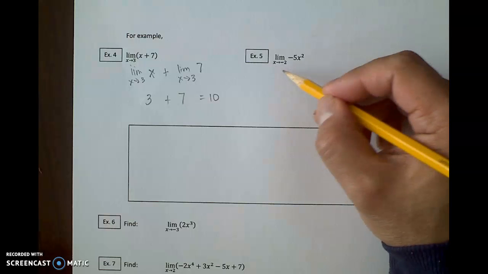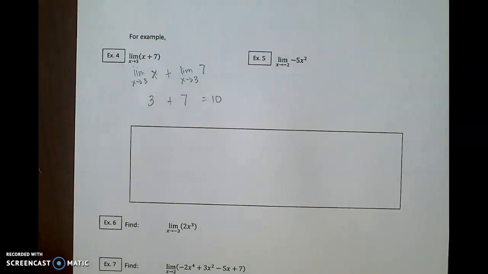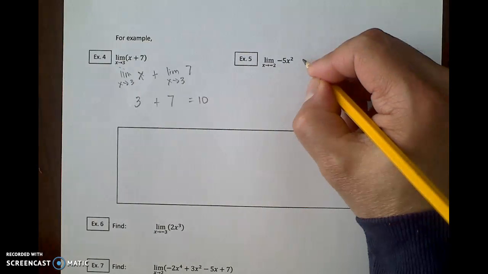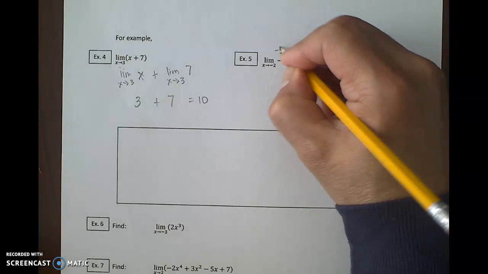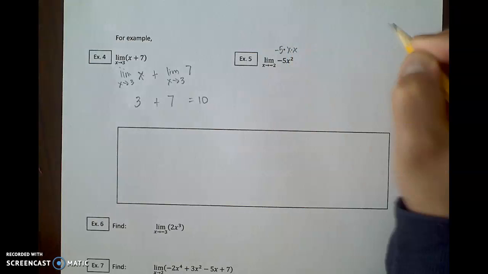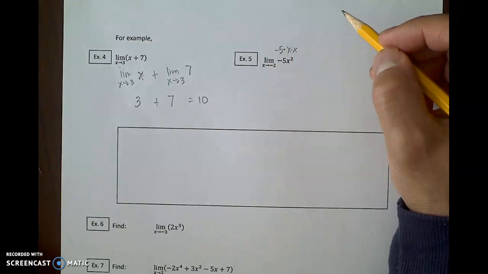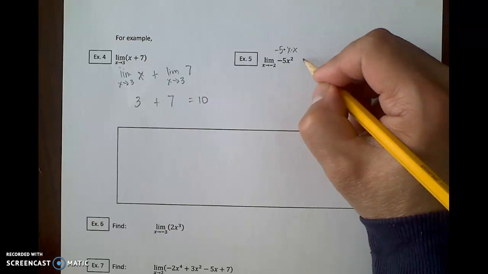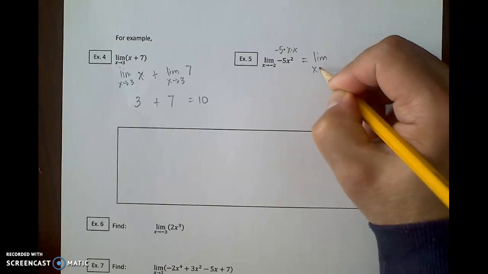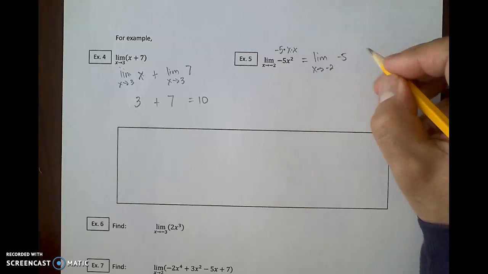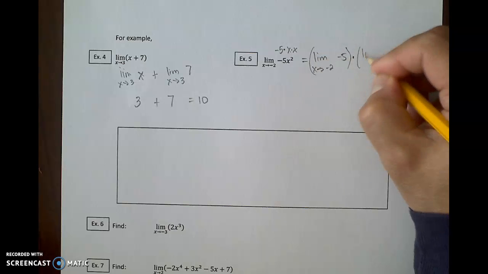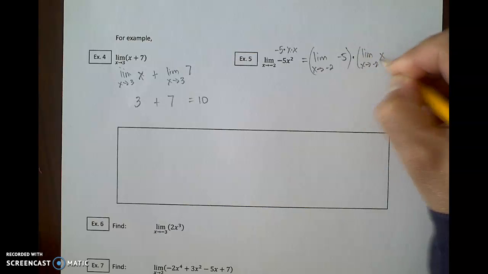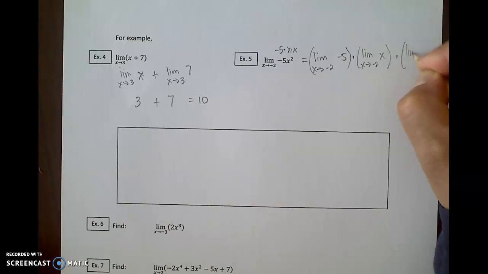Find the limit as x approaches -2 for this function defined by -5x squared. So again, that's a product. So we're going to break that up, and we're actually going to rewrite that as -5 times x times x. So we can use the extended version of that product rule. That means we're trying to find the limit as x approaches -2 of -5, multiplied by the limit as x approaches -2 of x, and multiplied by the limit as x approaches -2 of x again.